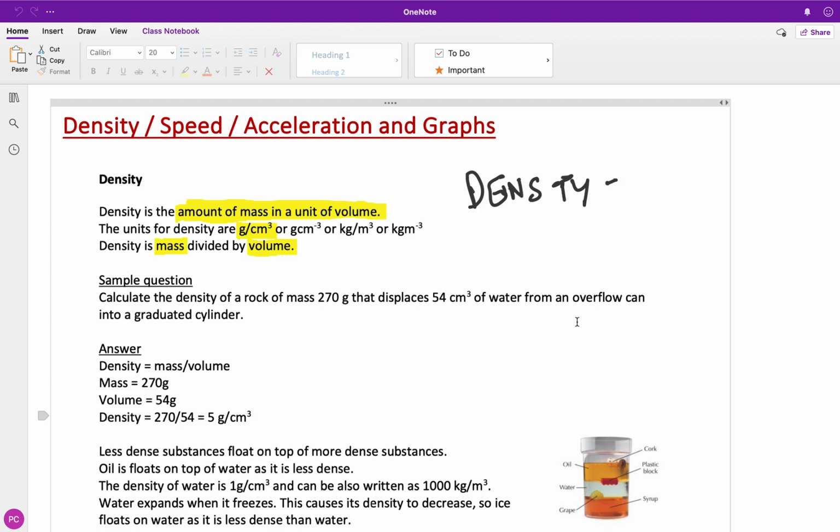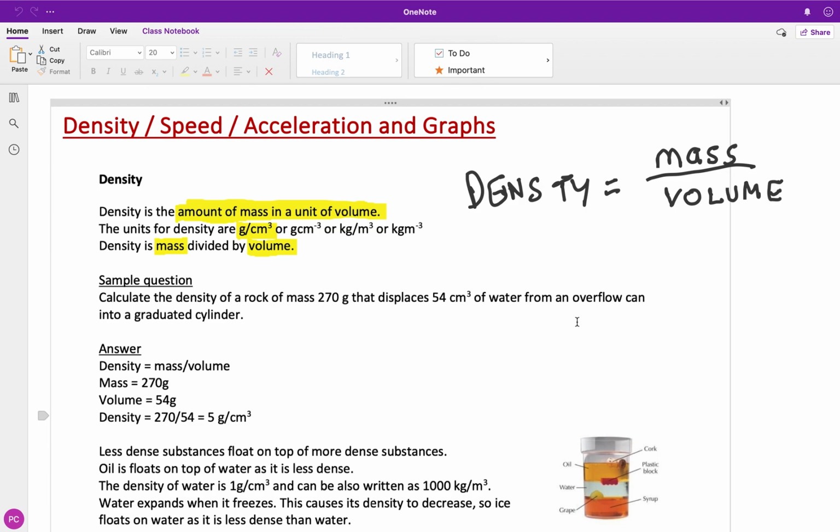is mass divided by volume. So we get a mass, we get a volume, and we divide the volume into the mass, and that will give us our density. So it's not great syncing there, but we get the idea. That's how we calculate density.